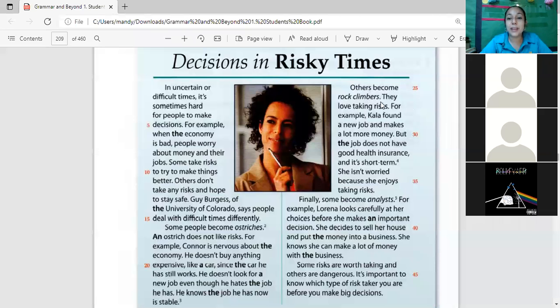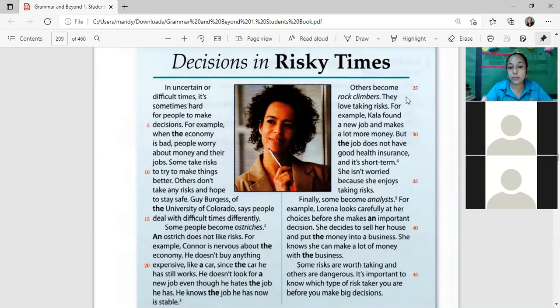Others become rock climbers. They love taking risks. For example, Carl found a new job and makes a lot more money. So others become rock climbers.